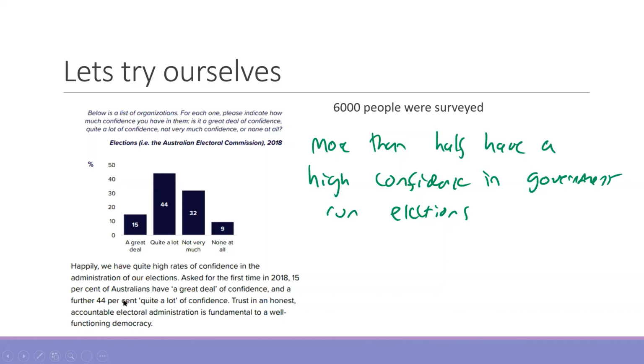Trust in an honest, accountable electoral administration is fundamental to a well-functioning democracy. So it doesn't actually talk about the non-agreeing answers here. They may be thinking, well, this is a government document, let's not dwell on these numbers. So this could be a political move. It might be that in the next paragraph they talk about that. But I would just assume they were trying to give a general idea of what was going on. So that's why they probably didn't mention these last two here.